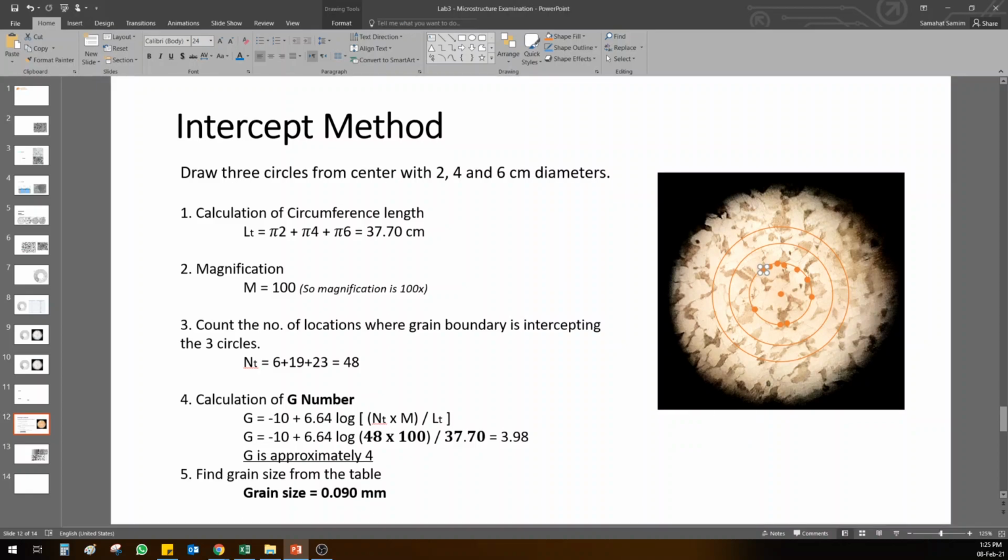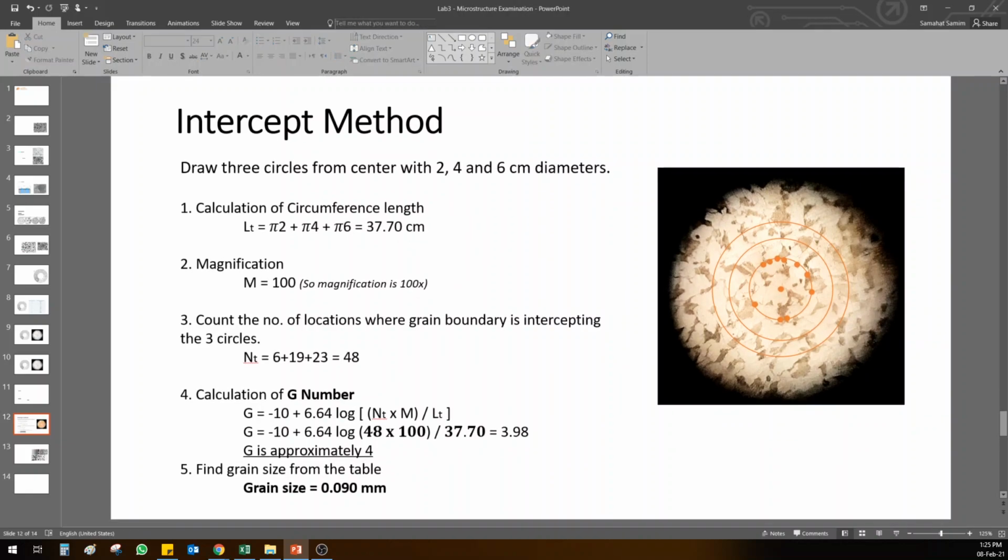Okay, once you have these numbers, what you have to do is put them in the formula: minus 10, 6.64 log nt multiplied by m divided by lt. So our nt value, the number of intersecting points, is 48, magnification is 100, and the circumference total is 37, which gives me the grain size of 3.98, which is approximately 4.